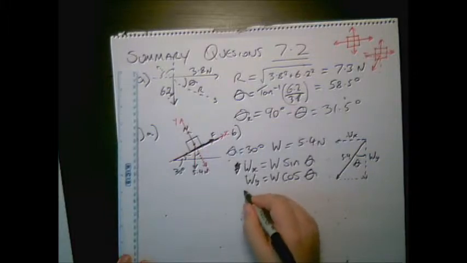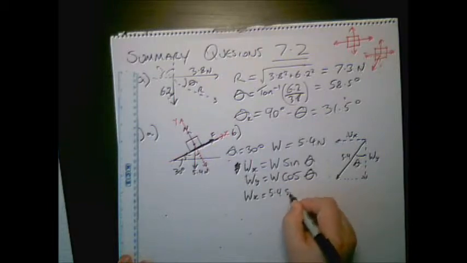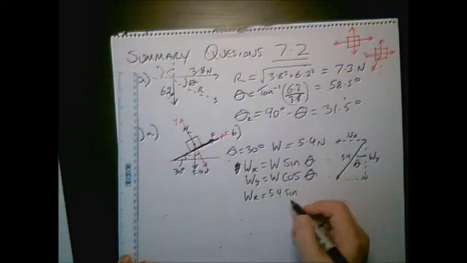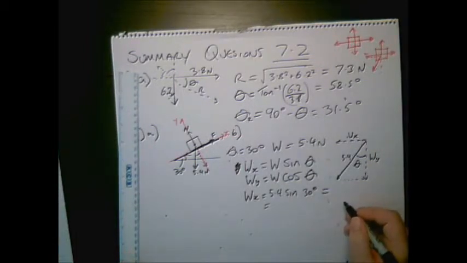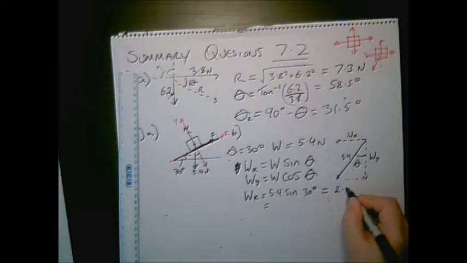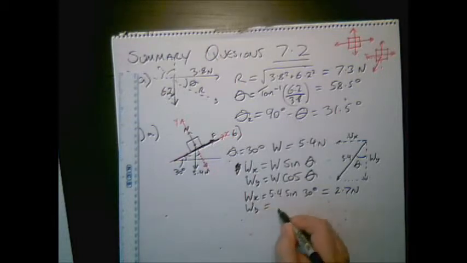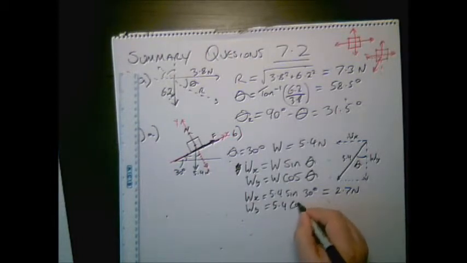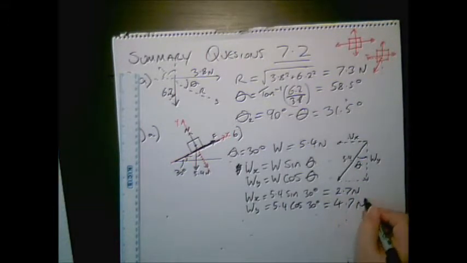So for x, we get 5.4 sine 30 degrees, which equals, when it's calculated, 2.7 newtons. And then for the y value, 5.4 cos 30 degrees, which works out at 4.7 newtons. So now we have our x and y components of this force. Now we have to decide, can we answer the question?